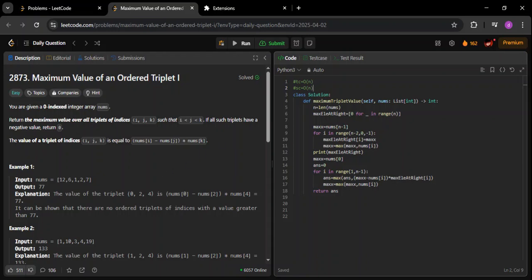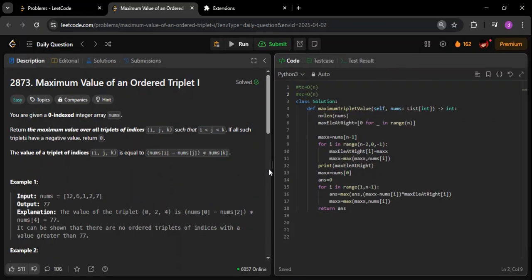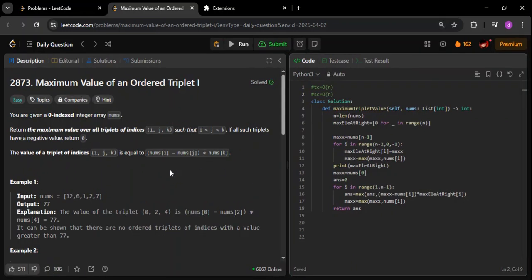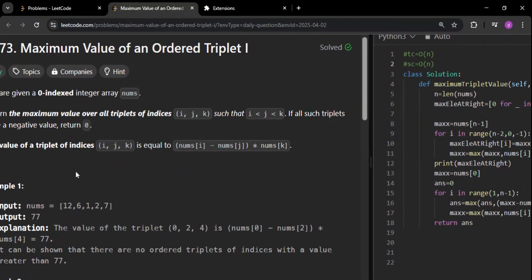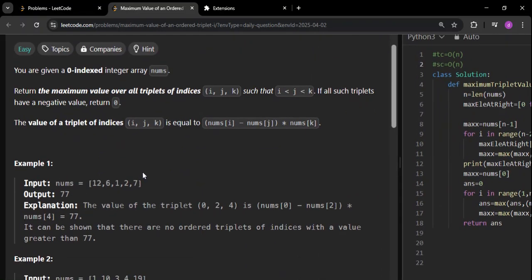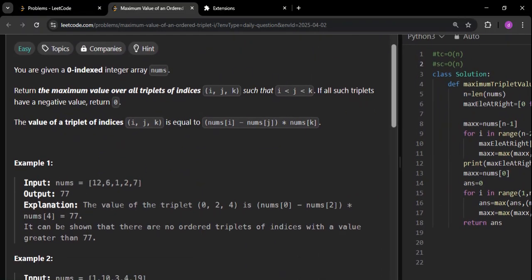It's question 2873, maximum value of an ordered triplet. So what you have to do is very simple. You have to choose three indices basically. Okay, you have to choose three indices i, j, and k, such that i is less than j and j is less than k.